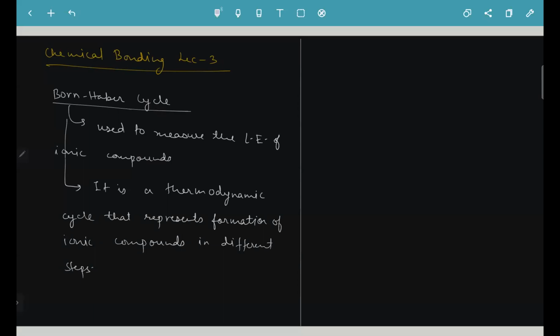Let me explain with an example. Let us consider the formation of sodium chloride. Sodium chloride may be assumed to be formed by reacting sodium and chlorine. We'll write a balanced reaction for formation of 1 mole of sodium chloride. The enthalpy change for the reaction is often called the enthalpy of formation or heat of formation.